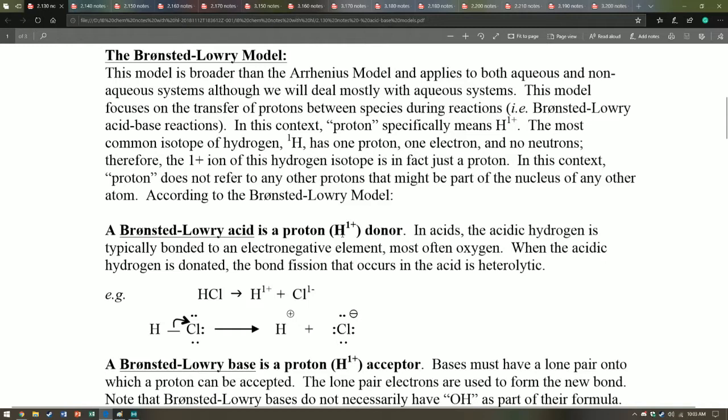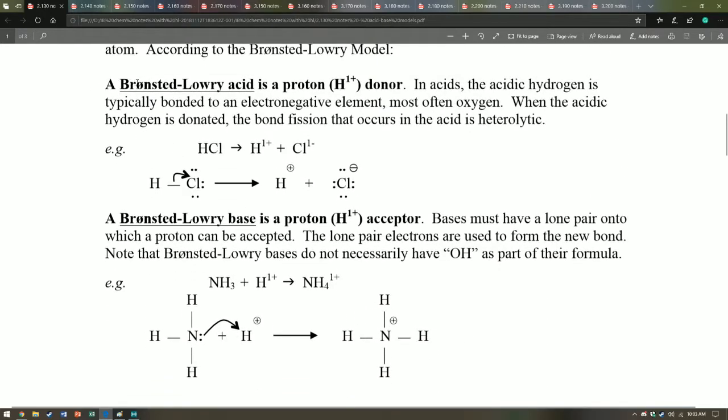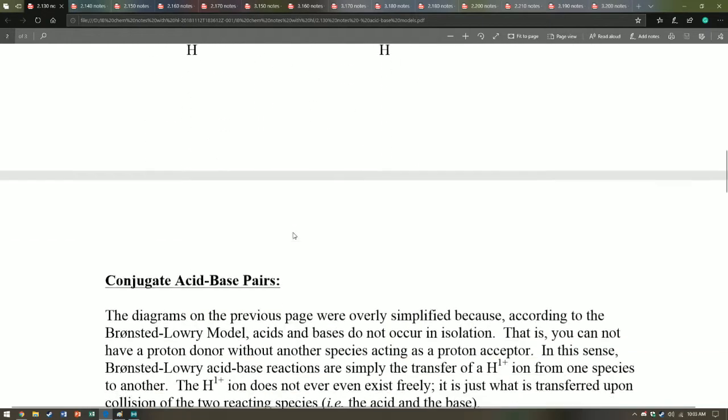H plus is actually a proton. We don't mean protons from the nucleus. Since the most common isotope of hydrogen is just 1H, it has one proton, one electron, and no neutrons. So therefore, the 1 plus ion of hydrogen is just a proton. So just in case that was going to be an area of confusion, it shouldn't be. So, like I said, a Bronsted Lowry acid is a proton donor, and a Bronsted Lowry base is a proton acceptor.